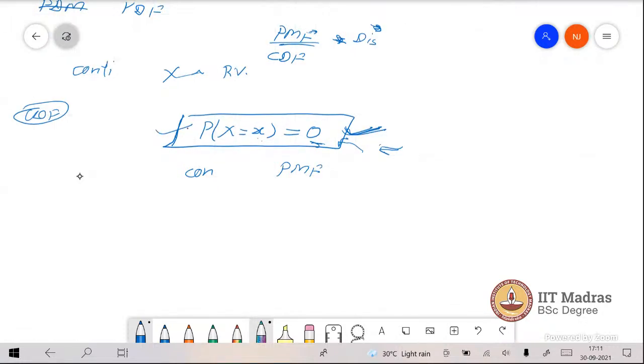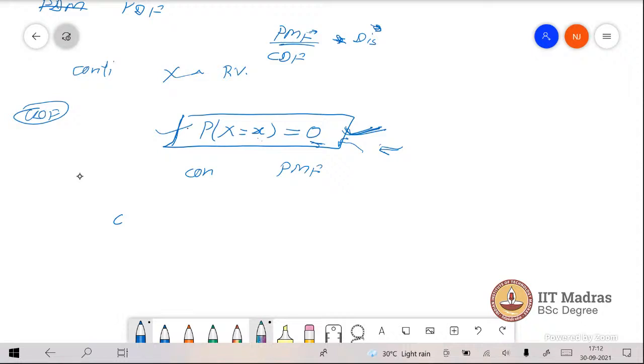Sir, is this only because we can't calculate the area under the curve, it would be 0 because of the integration? Exactly. The probability is calculated using the area under the PDF curve, right? So at that point, the area below will always be 0. So that's why the probability comes out to be 0. So there's no other reason than that, right?